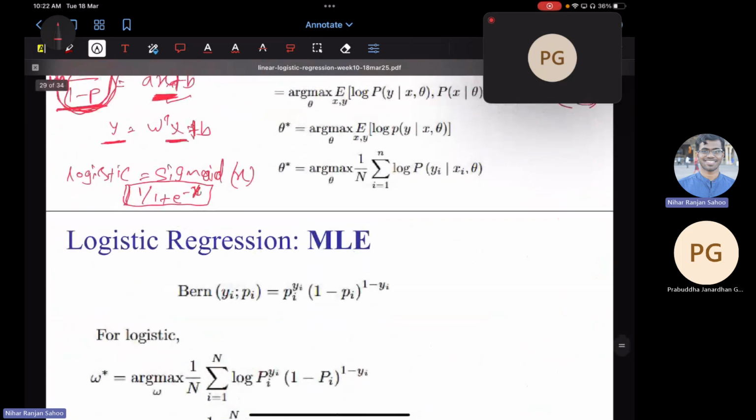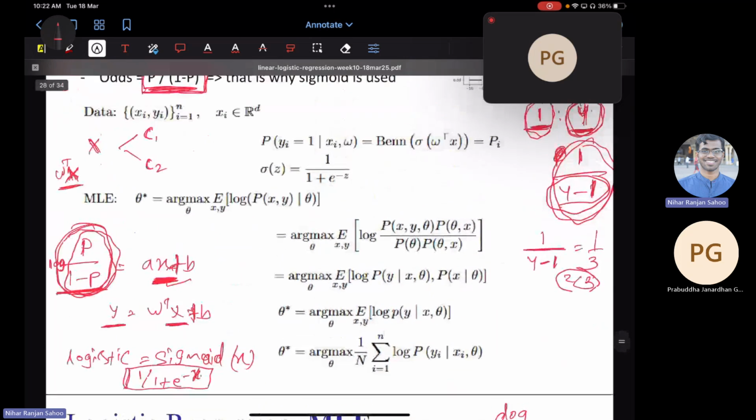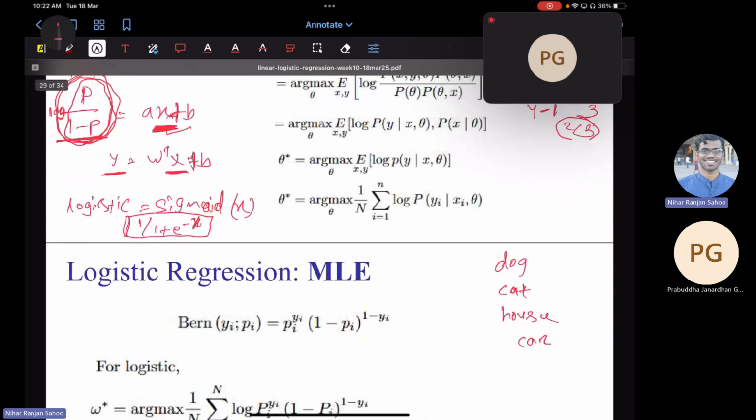Let's say you have a multi-class scenario, dog versus cat versus house versus car, right? What will linear regression do? You represent these individual classes by some numbers, 0, 1, 2, 3, because machines only understand numbers. Linear regression will not capture the difference between dog versus cat semantically. It just considers this as 0, this as 1, this as 2. It does not capture the semantic difference between cat versus house, dog versus cat, right?